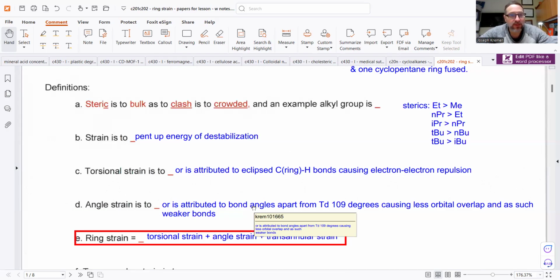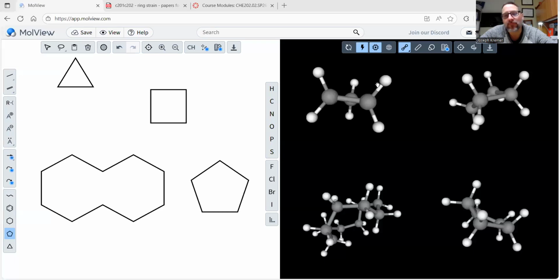What's so bad about that? Well, as you know, a bond is composed of how many electrons? Two electrons. Two electrons in a bond. And so if we have bonds which are eclipsed, torsional strain, if we have bonds that are eclipsed, torsional strain, I just eclipsed them.